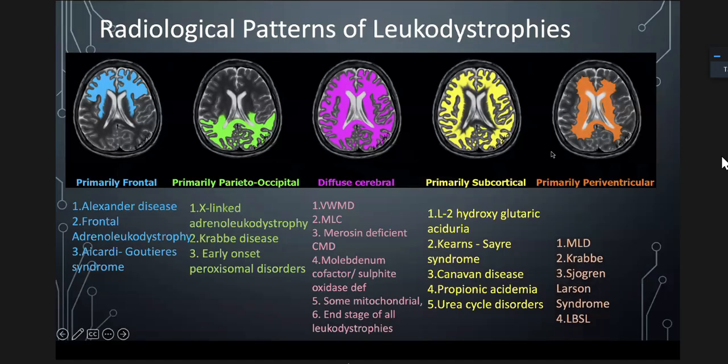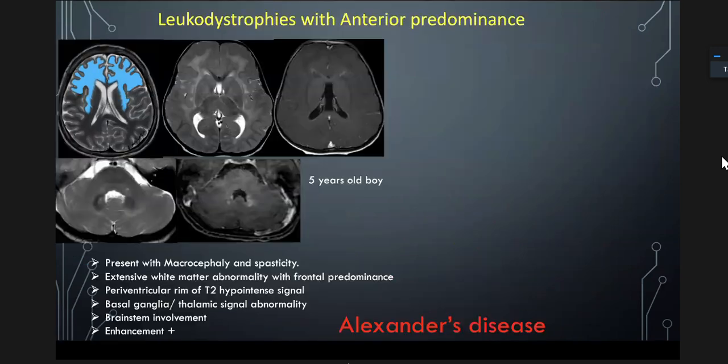And finally, we have the periventricular ones. So we have metachromatic leukodystrophy, Krabbe's disease, Sjogren-Larsson syndrome, and a mitochondrial disease called LBSL, which is leukodystrophy with brainstem, spinal cord involvement, and lactate elevation. So we'll go through each of them. Now, coming to the leukodystrophy with frontal involvement.